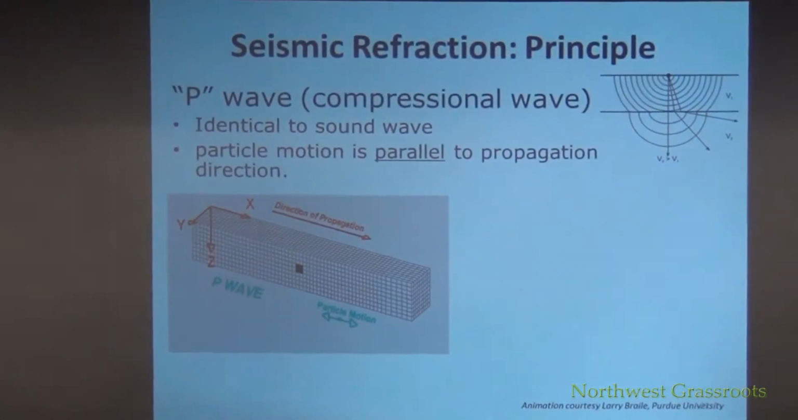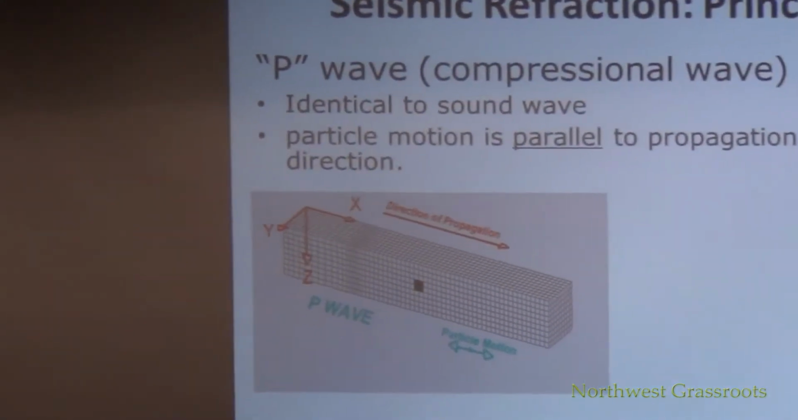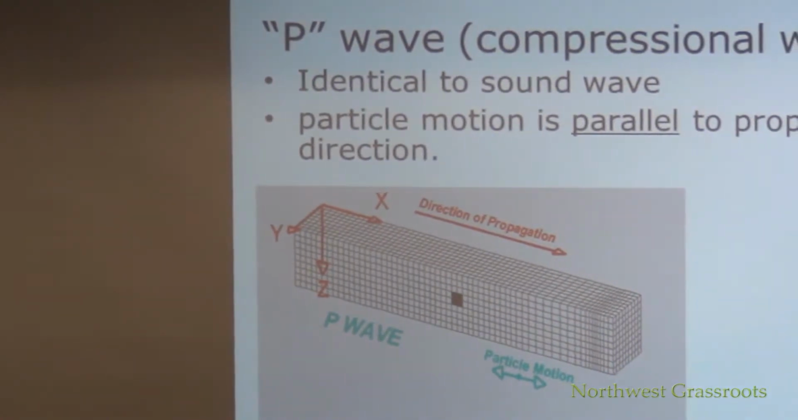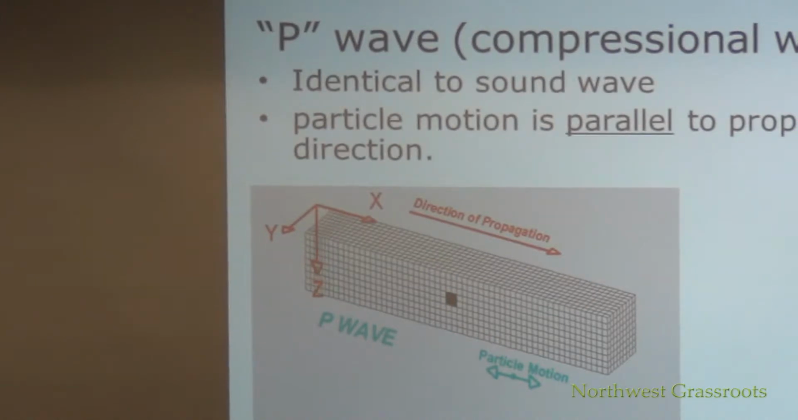So here's a neat little diagram that gentleman made. It shows what the motion is on a P wave, the compressional wave. This is the one we're most concerned with. This travels really, really fast. It's not a real high energy wave.